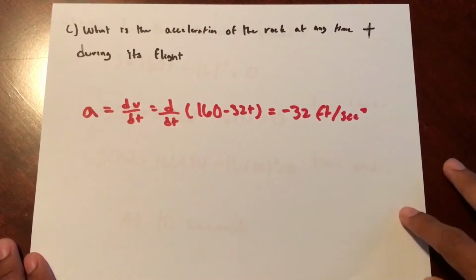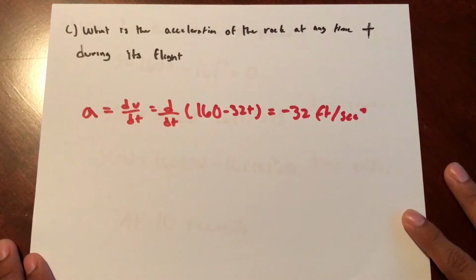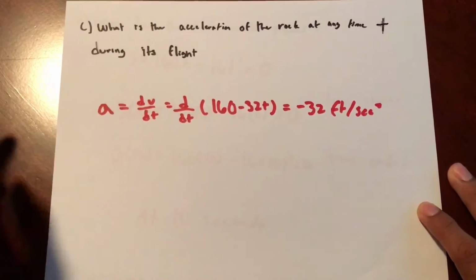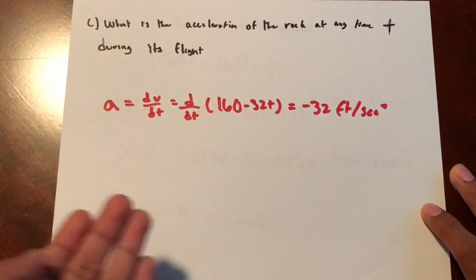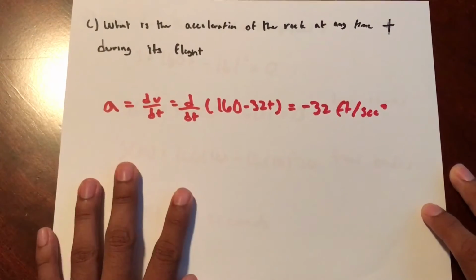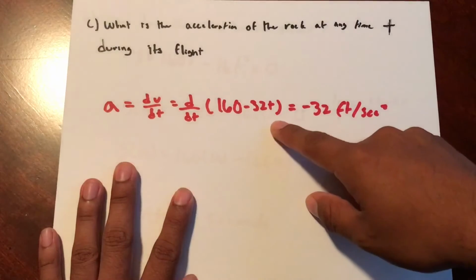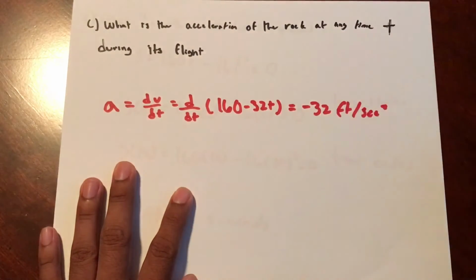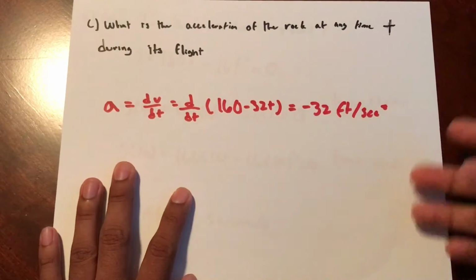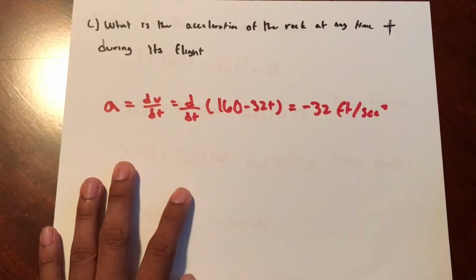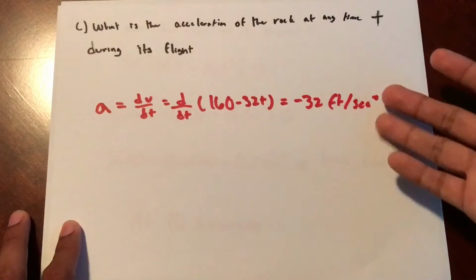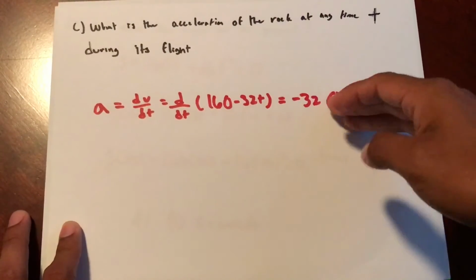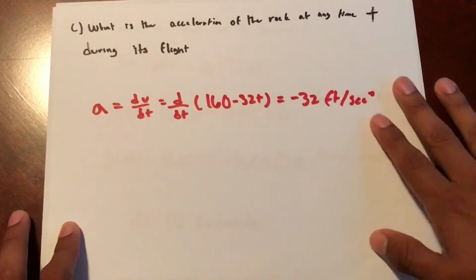Part C. What is the acceleration of the rock at any time t during its flight? To find the acceleration, a is equal to dv/dt, which is the derivative of the velocity. And we find that it equals the derivative of 160 minus 32t, which is negative 32 feet per second squared, I believe. So in this part, the acceleration can be negative, unlike the speed.